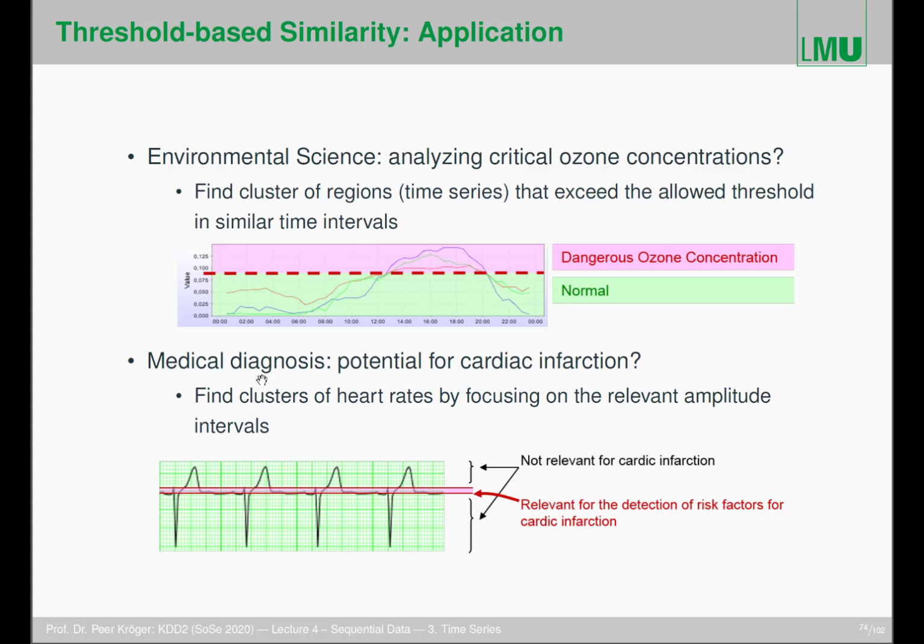And something completely different, medical diagnosis. The potential for cardiac infarction, heart disease. We wanted to find clusters of heart rates by focusing only on the relevant amplitude intervals. And the doctor said, well, if we look at those heart rates to see if someone has some potential for a heart attack, we forget about all the stuff above here and all the stuff below here. We just look at this amplitude level here.